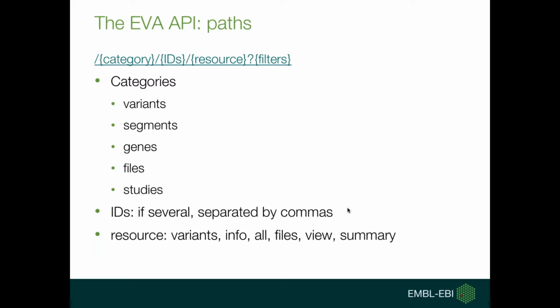ID can be a single ID or a list of IDs. If we are querying by several IDs, we have to separate them by commas. And then the resource depends on the category. Each category will have different resources available, and those are some examples: variants, info, all, summary.